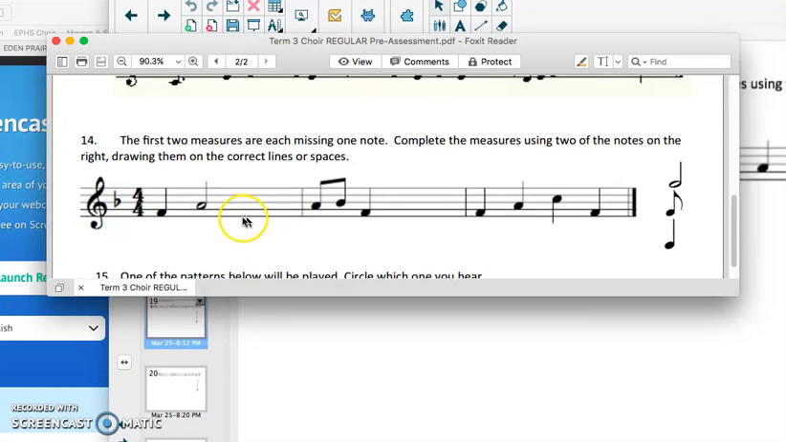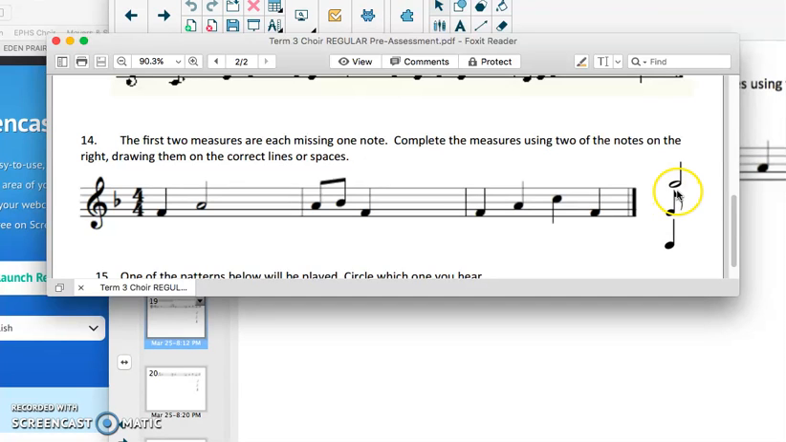The first two measures are each missing one note. That first sentence gives you a huge hint. It's really important that you slow down and read directions. So right off the bat, I know that both of these first two measures, I'm going to have to fill in one note in each.